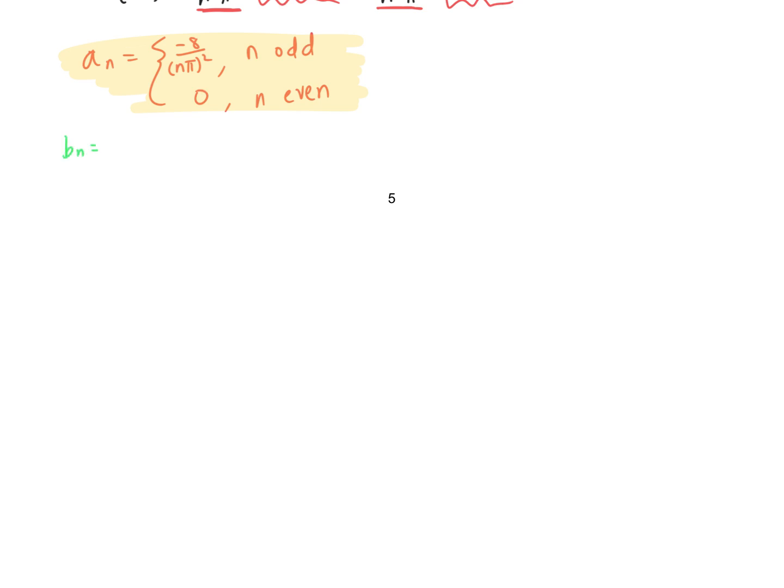So our b of n, we're going to end up with 1/2 the integral from negative 2 to 0 of negative x sine of n pi over 2x dx, plus 1/2 the integral 0 to 2 of x sine of n pi over 2x dx. Okay, and similarly to what we did before, when we have the integral of this x multiplied by sine, we're going to have to do either integration by parts or tabular. So I'm going to do tabular.